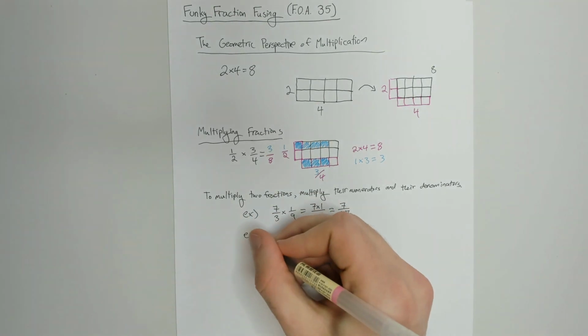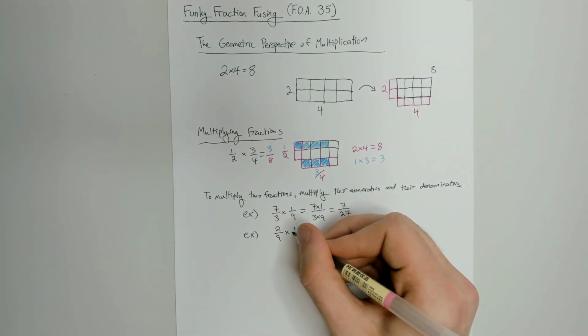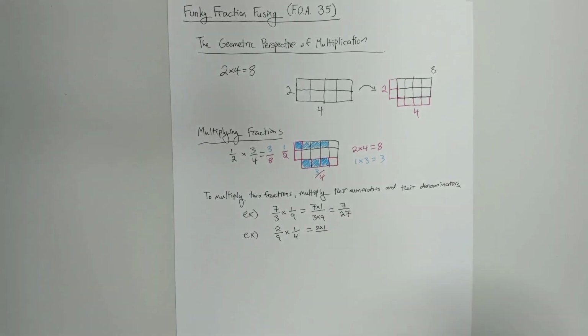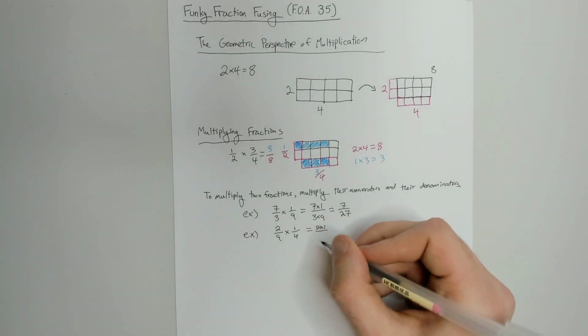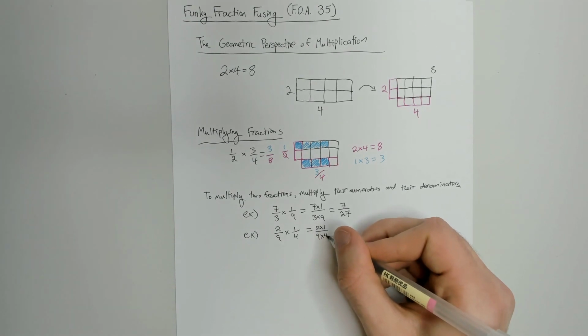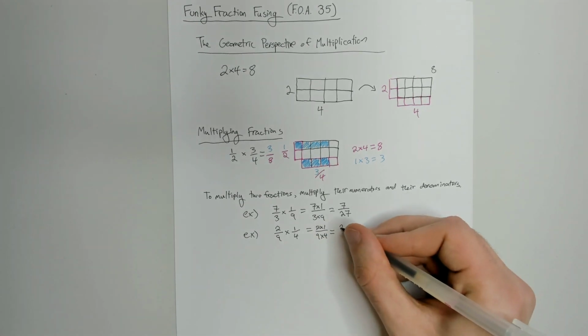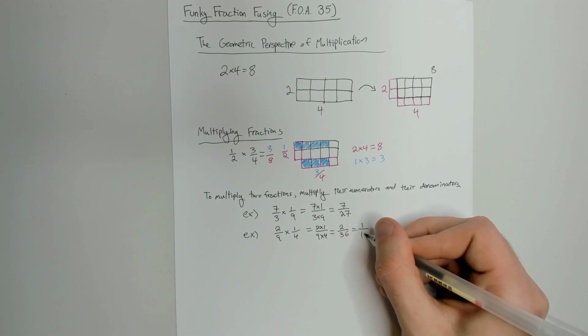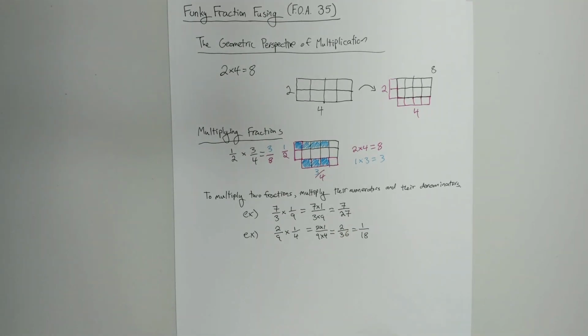As another example, let's do 2/9 times 1/4. All right, so that's going to be 2 times 1, just multiplying the numerators, and then 9 times 4, multiplying the denominators, which is going to give us 2/36. And this can be simplified into 1/18. So we still have to make sure to simplify our fractions as we go here.